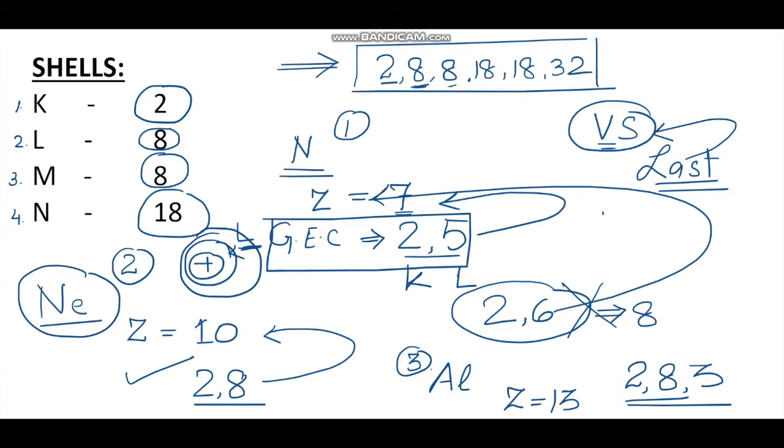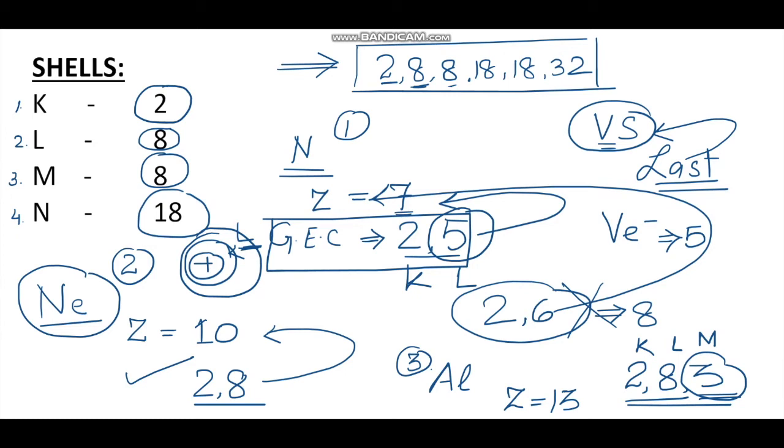Now let's talk about valence electrons. For nitrogen, there are 5 electrons in the valence shell. So we will say 5 valence electrons. In the case of aluminium, K, L, M. M is the valence shell, while 3 are the valence electrons.